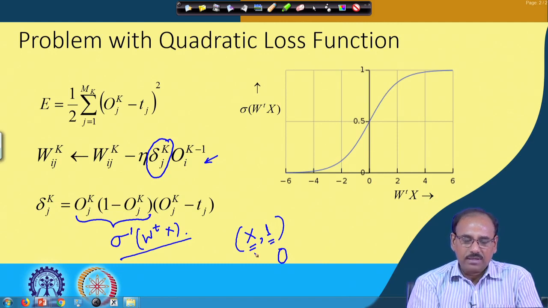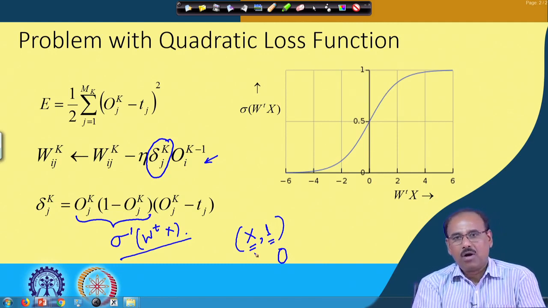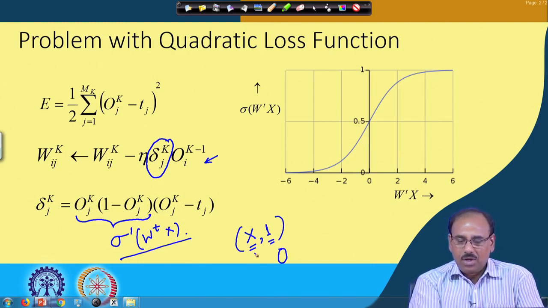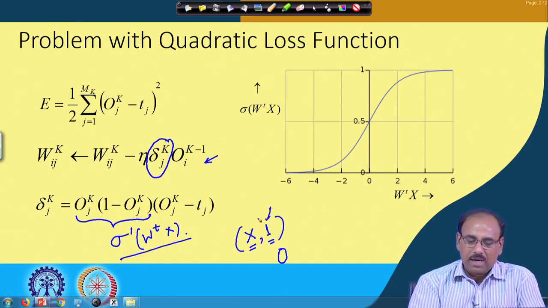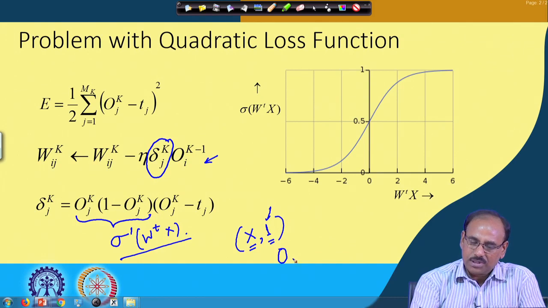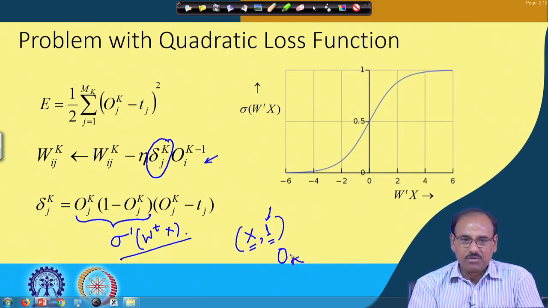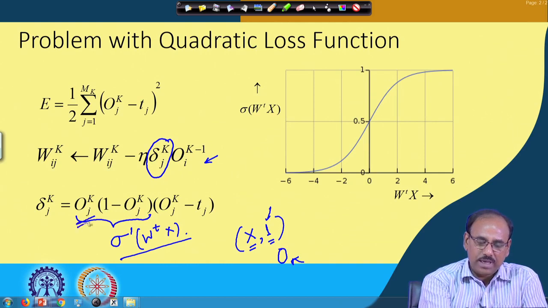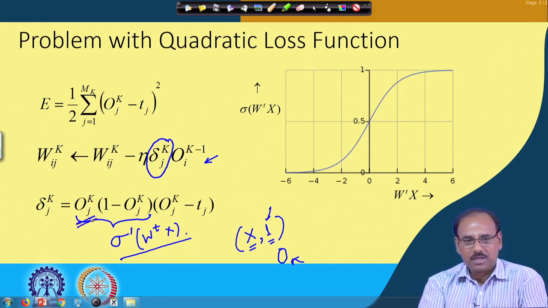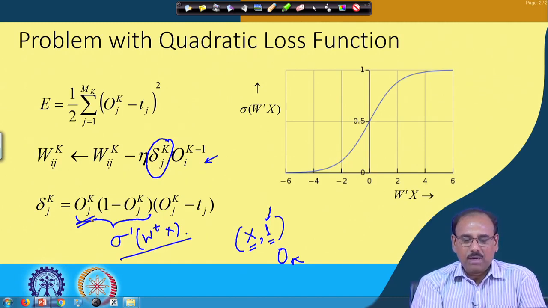And that is where the gradient of the output comes into the picture. So, here you find that actually my y should be equal to 1, but I am getting a y which is equal to 0 or near to 0. My output is O_jk times (1 minus O_jk). So, this product O_jk into (1 minus O_jk) becomes very, very low.